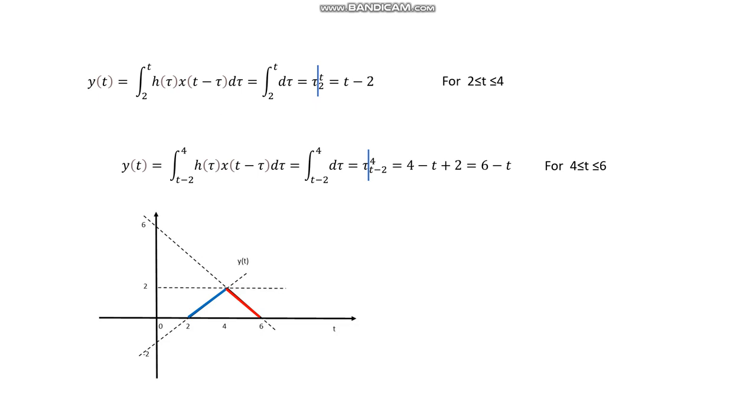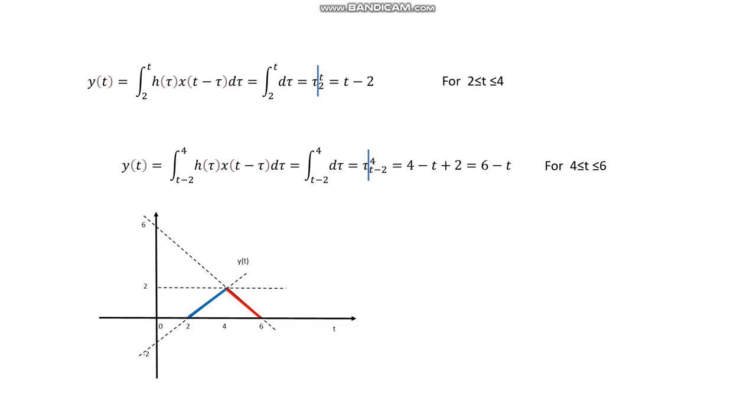So these are two lines represented by these two equations, and now we see that the convolution integral is going to be 0 until t is 2. From 2 to 4, it's given by the blue line. From 4 to 6, it's given by the red line, and again after 6, it is 0. So this is going to be the answer to our question. This is the convolution of these two functions, and this is the system response of this system to this input.